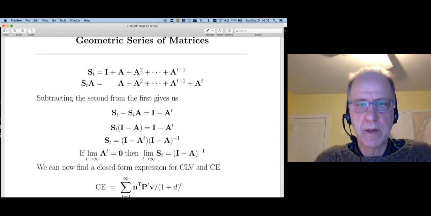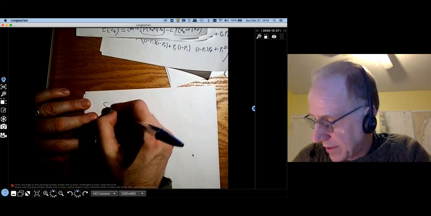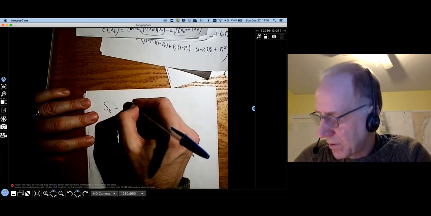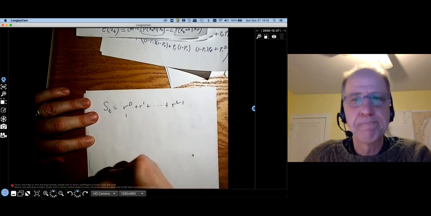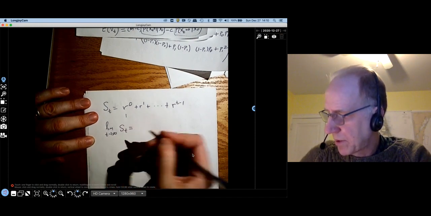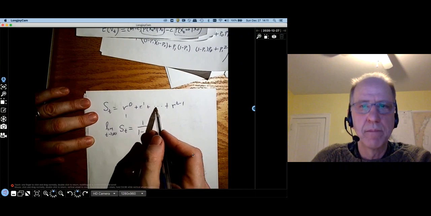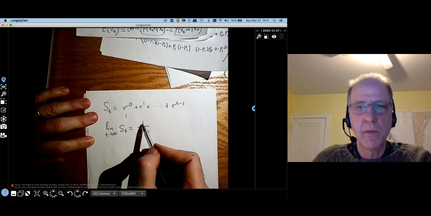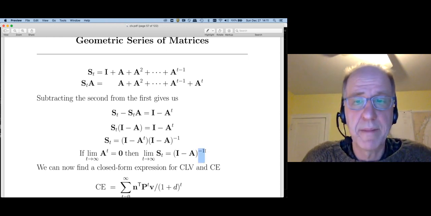I minus A inverse. Now, let's just go over to my document camera. So the usual way we write a geometric series is this, S sub t. We tend to call it R to the 0, which is 1, plus R to the 1, plus all the way through R to the t minus 1. If you take the limit as t goes to infinity of S sub t, remember this is equal to 1 over 1 minus R. So whatever this thing is that's growing geometrically, we take 1 over 1 minus that. And if you look at this, this is basically what we have here. 1 minus the thing that's getting multiplied as we form our geometric series. And the inverse is like sticking it in the denominator.